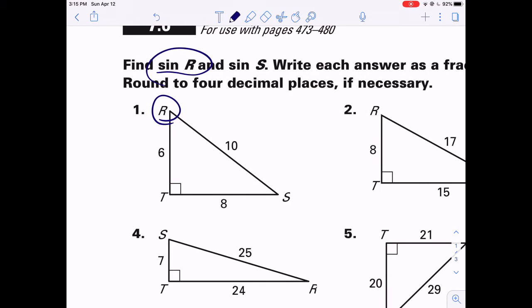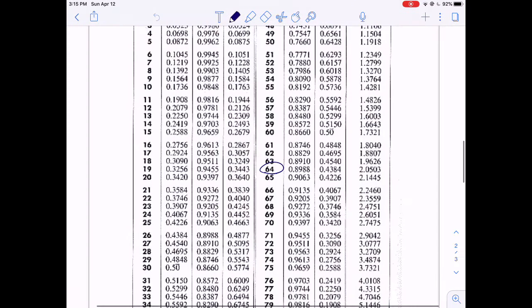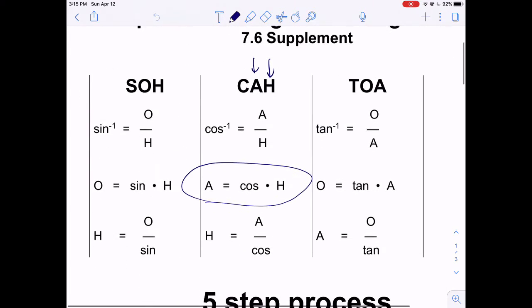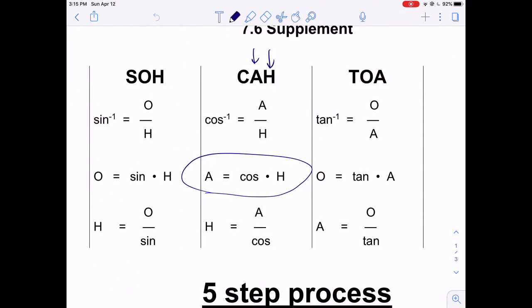And then step 2, label the 3 sides. Here's my h, so hypotenuse, across from the 90. This is opposite, this is adjacent. Sine of r, I need to know the angle of r. Well, if you have no idea what ratio to use, the cheat sheet will guide you. So here it comes. Sine is going to be right here, folks. It's right here, sine, opposite over hypotenuse.